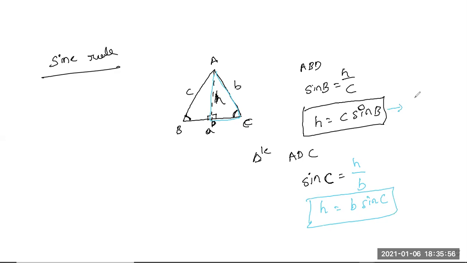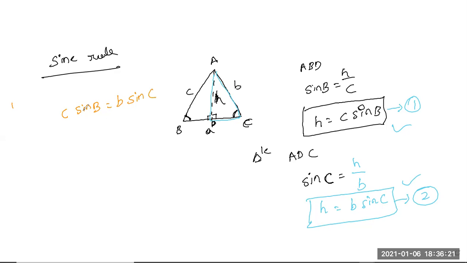Suppose this is equation 1 and this is equation 2. From these two equations, what can you conclude? c sine B is equal to b sine C. So you can write c sine b is equal to b sine c.